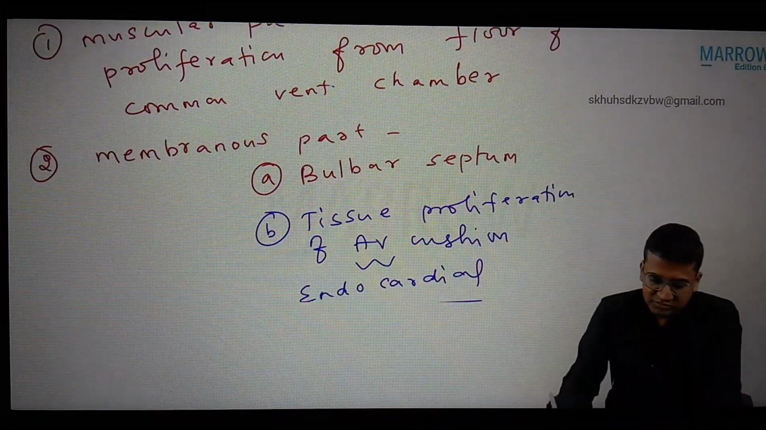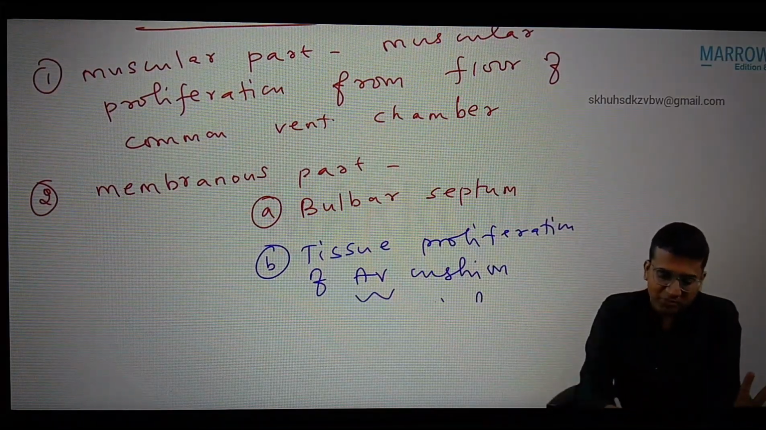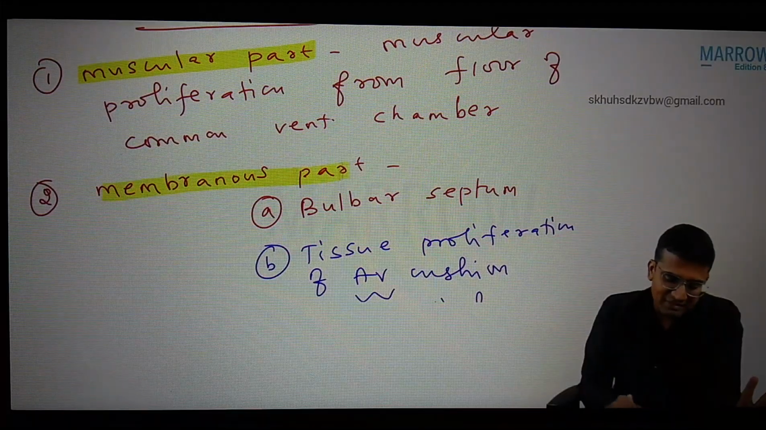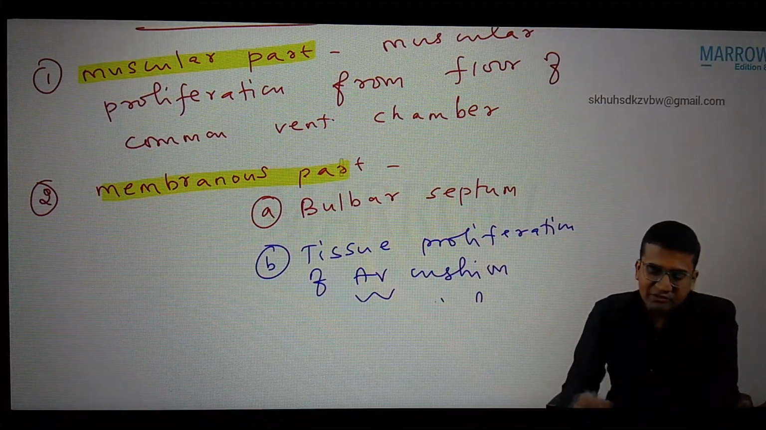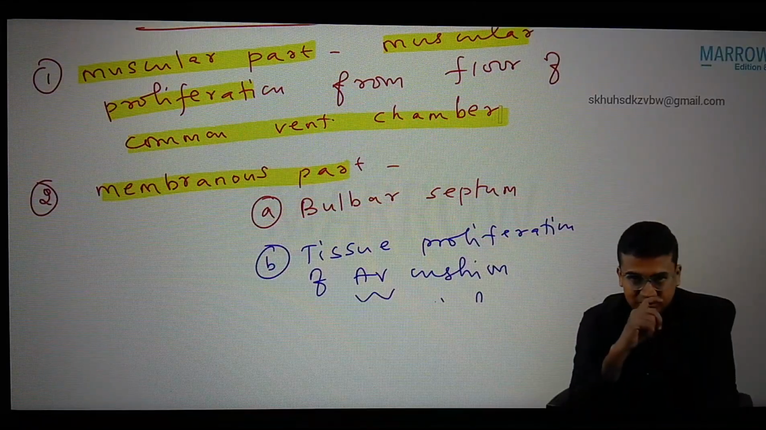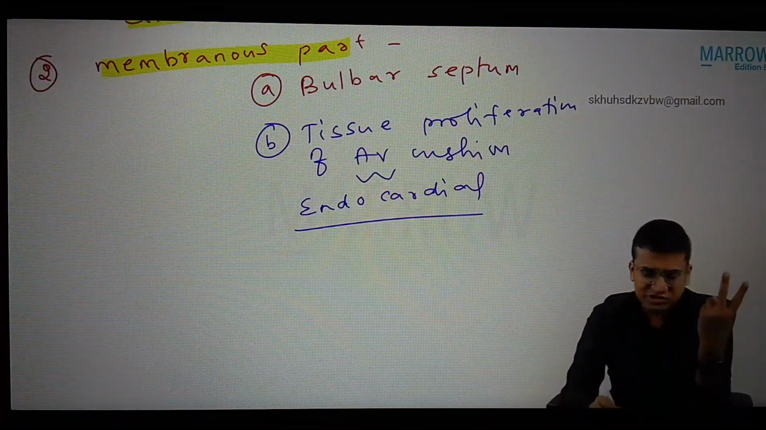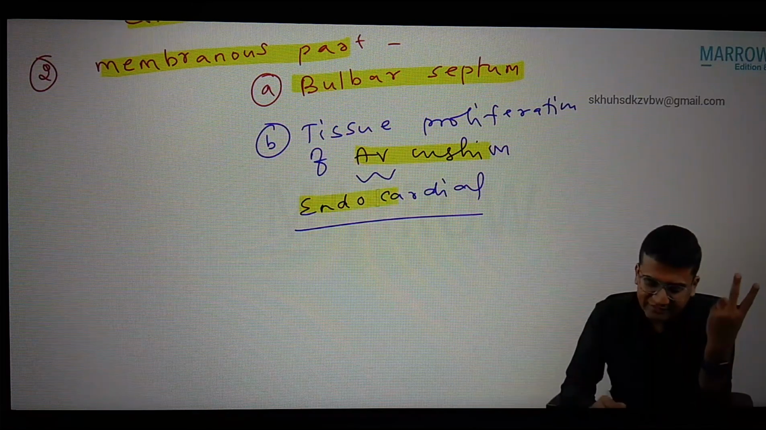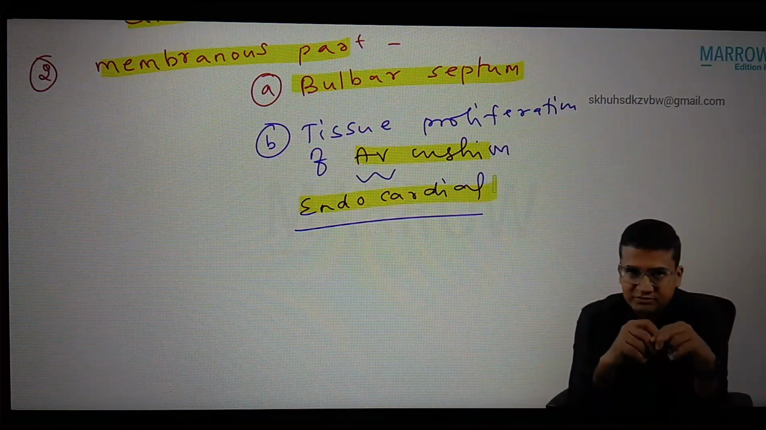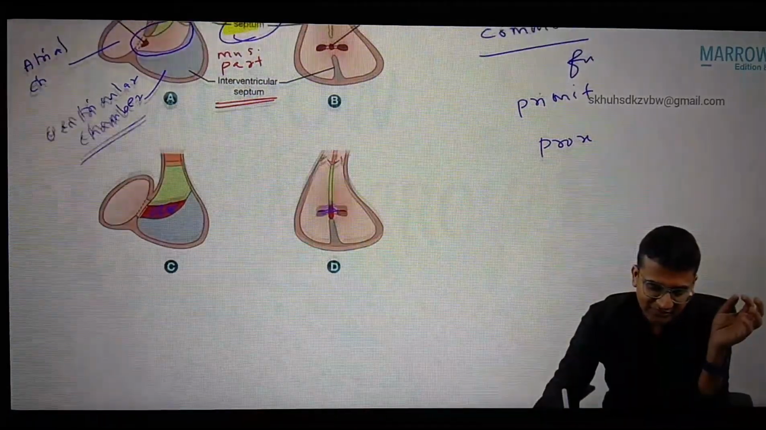So now the interventricular septum formation is complete. The interventricular septum has two components, the muscular part and the membranous part. The muscular part comes from muscle proliferation from the floor of the common ventricular chamber. The membranous part comes from two sources, the bulbar septum and the AV cushion or endocardial cushion, and thereby completes the interventricular septum formation. Is that clear?